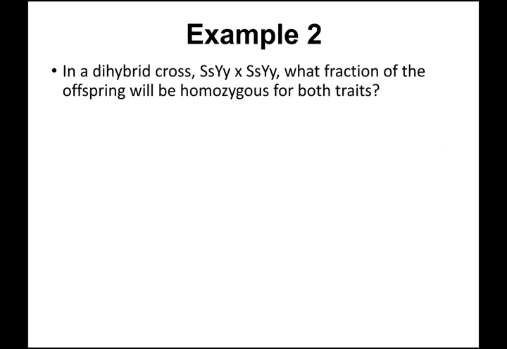Now, example number 2. In this case, it doesn't even tell you what the character is about, but it's telling you that now you have a dihybrid cross between 2 individuals that are identical to each other genetically, and they're both heterozygous for 2 different characters. One is represented by the letter S, capital or small, the other by the letter Y, capital or small. Now the question is, what fraction of the offspring will be homozygous for both traits? So what does homozygous mean? It means that it has 2 identical alleles for each character.